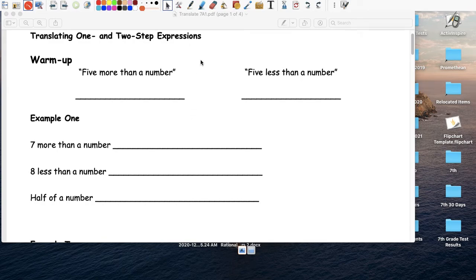5 more than the number. It's tough because you don't actually have this sheet, but if you do it right under "more than", it is plus a number, and so that becomes 5 plus n. 5 less than a number: less than is a turnaround word, so we're going to go n minus 5.